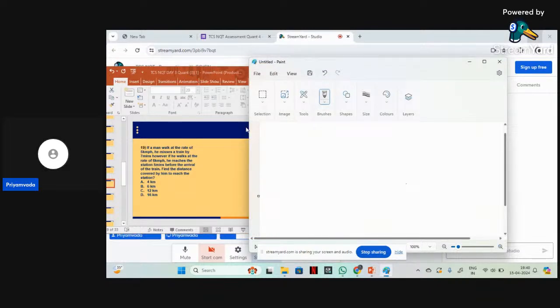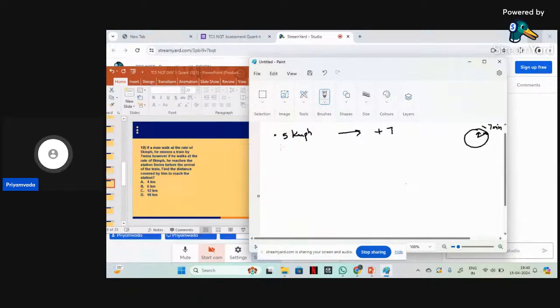So consider it to be here. There is a man who is walking at 5 km per hour in the first case scenario, and he misses the train by 7 minutes. So let us consider this to be the clock, right? And this is the supposed time, and he is late by 7 minutes. So somewhere here, this is 7 minutes, and in that case we'll be taking it to be plus 7, right?